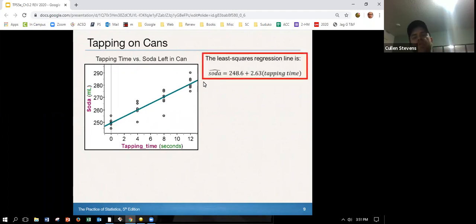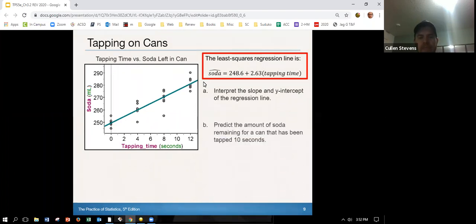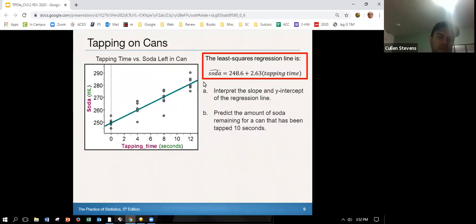Okay. So here's a least squares regression line that has been fit to this. Again, we'll figure out how to do this ourselves, but this is what's already given for us now. So we're just looking at the interpretation. Interpret the slope and y-intercept of the regression line, then predict the amount of soda remaining for a can that has been tapped for 10 seconds, and for a can that has been tapped for 60 seconds.